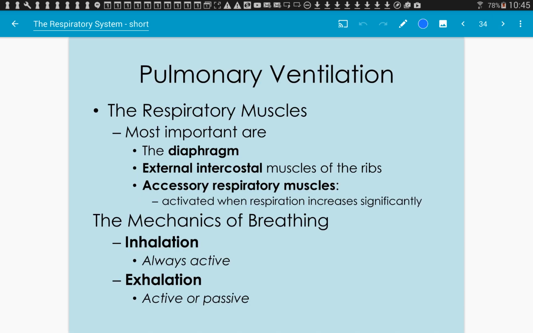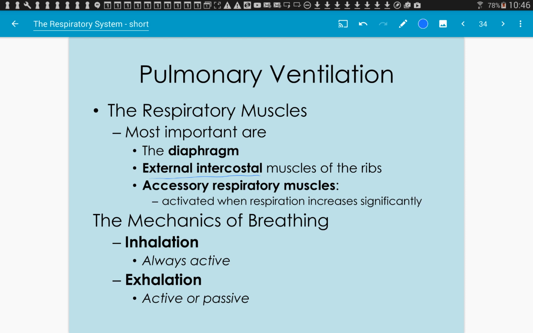So a little bit more about the muscles that are involved with respiration. We have talked about the diaphragm, and that has a very, very important role. When it's contracted, it's flattened, it increases the space in our thoracic cavity, therefore decreasing the pressure inside, so air flows in. You have your external intercostal muscles of the ribs that help raise the ribs up a bit to make more space in the thoracic cavity.